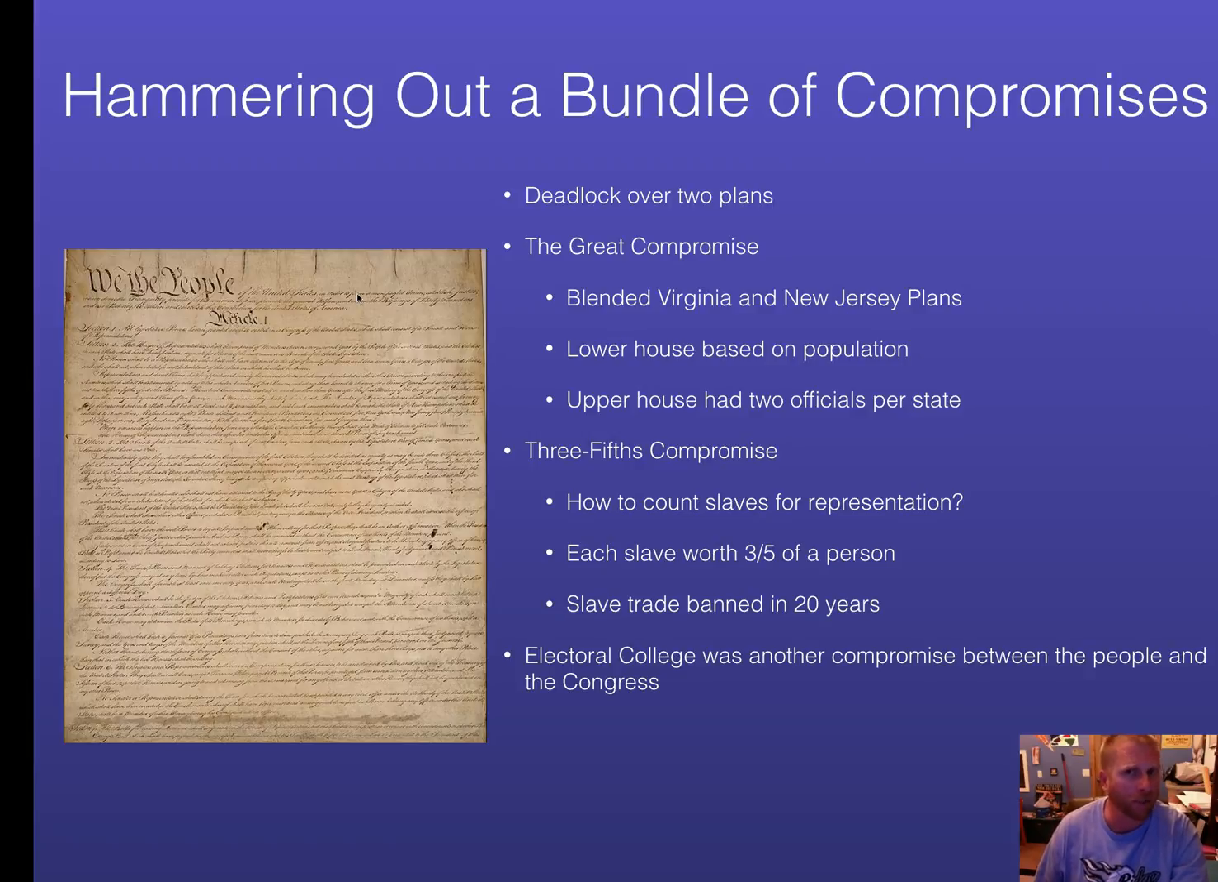That's why Article 1 is the longest of the Constitution, because they were very specific with Congress. The president and the executive branch, Article 2, was a little bit shorter. Article 3, the judicial branch, they were like, yeah, we got some courts too. You guys figure that out.